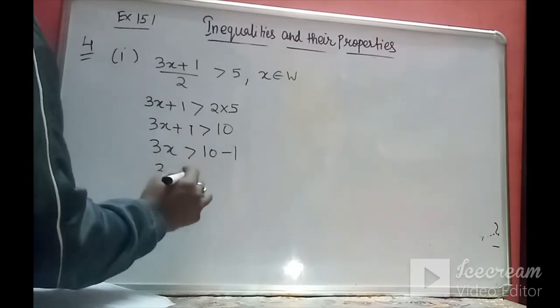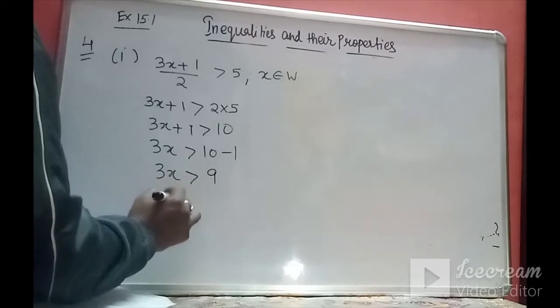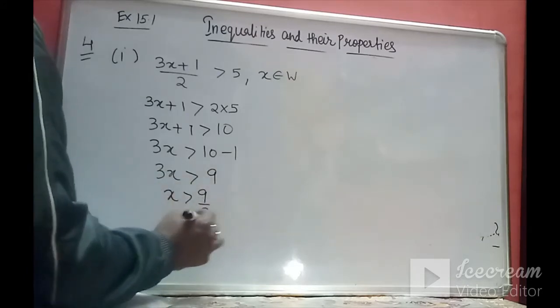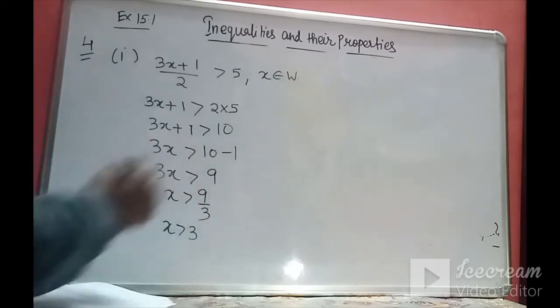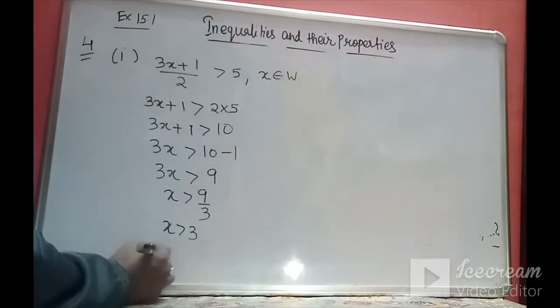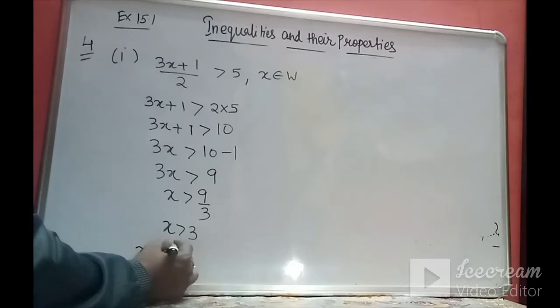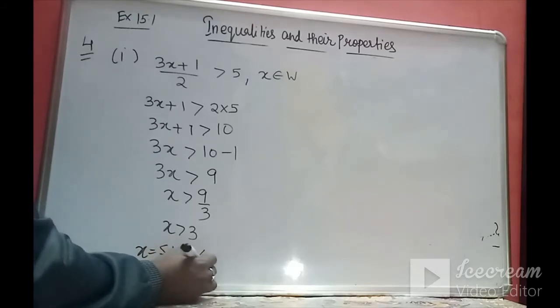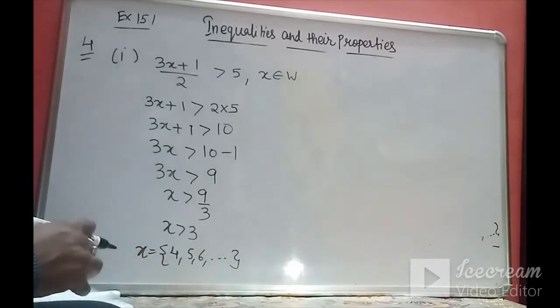So it will give you 3x > 9, and x > 9/3, and x > 3. So what will be my answer? My answer will be all the whole numbers greater than 3: 4, 5, 6 and so on.